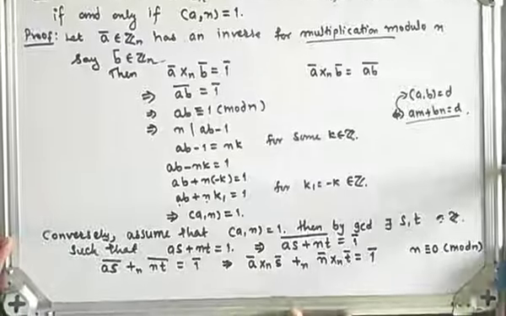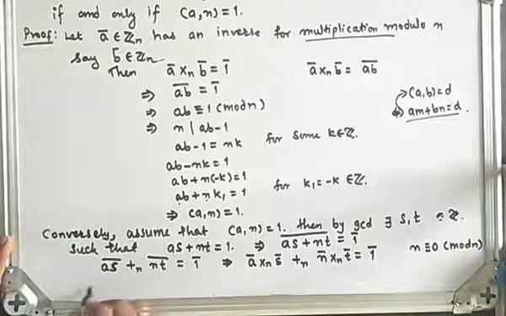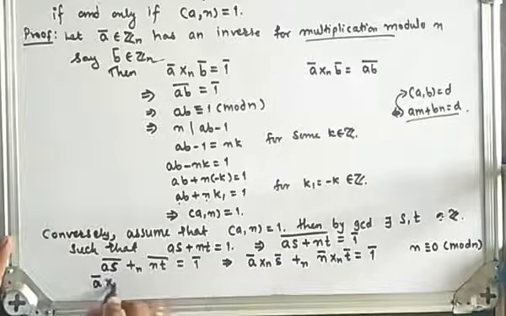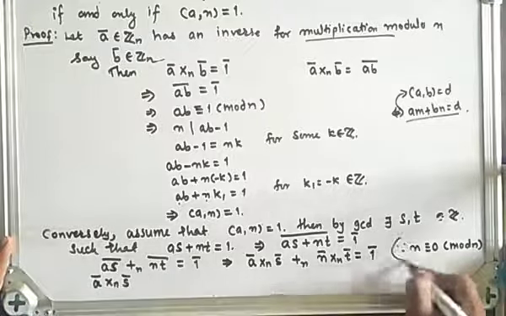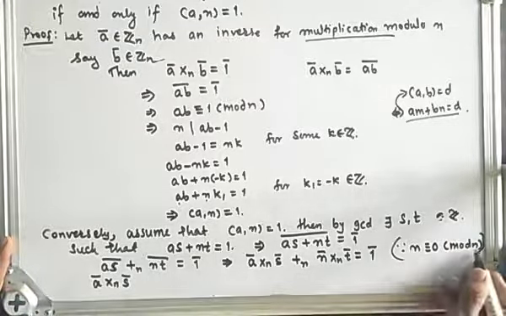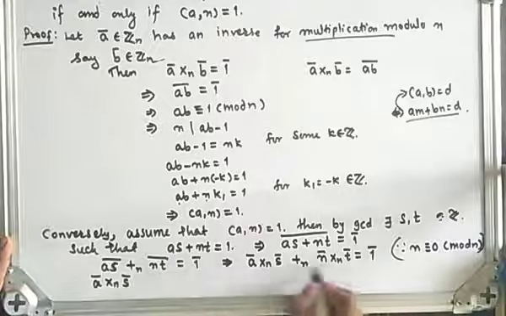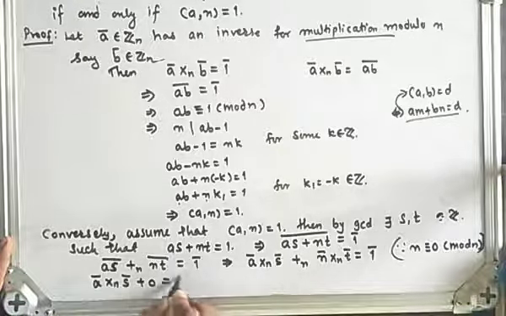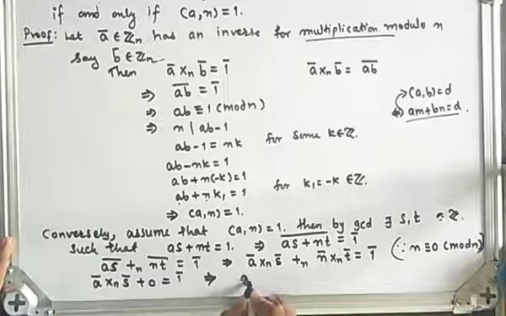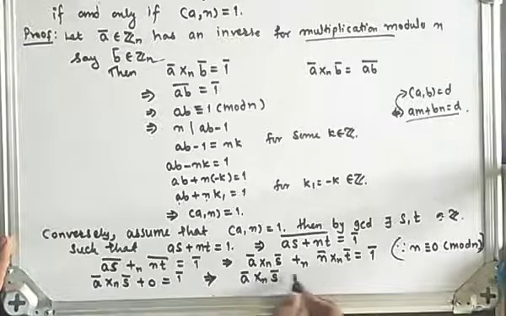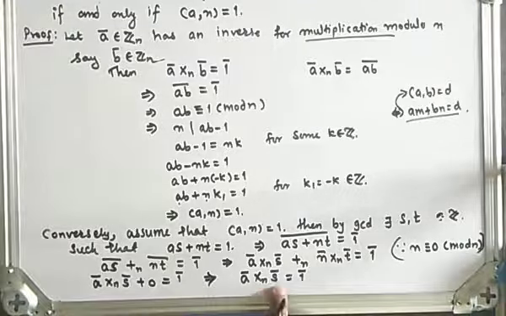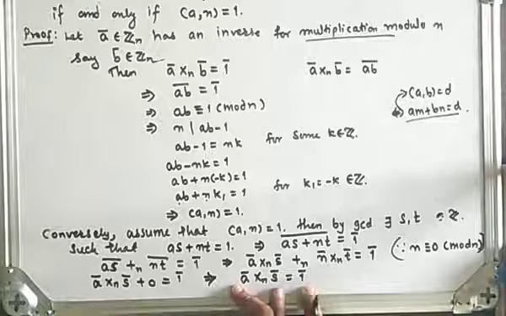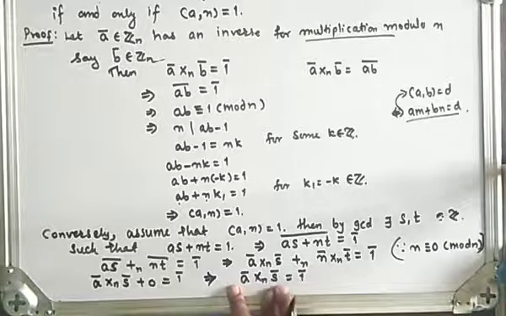So finally what will we get? Here we will get only a bar multiplication modulo n s bar. This value is nothing but 0, since n is congruent to 0 modulo n. So plus 0 is equal to 1 bar. It means a bar multiplication modulo n s bar is equal to 1 bar. So the product of these two elements is equal to 1 bar, which means the inverse of the element a bar is nothing but s bar, right?